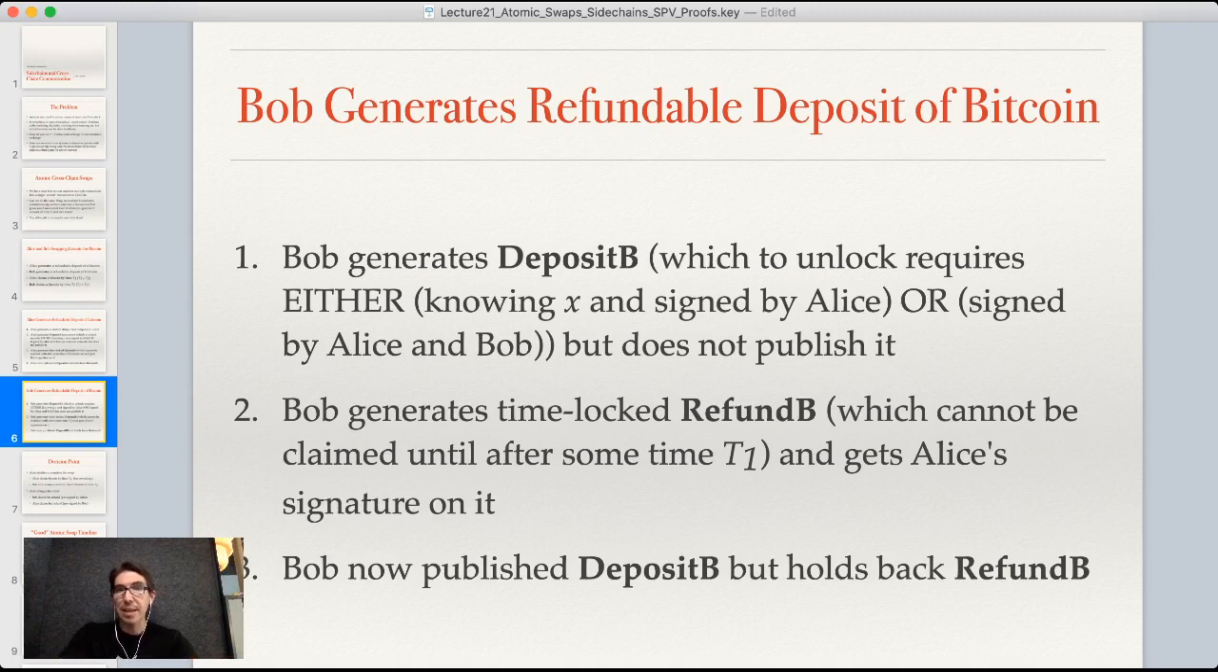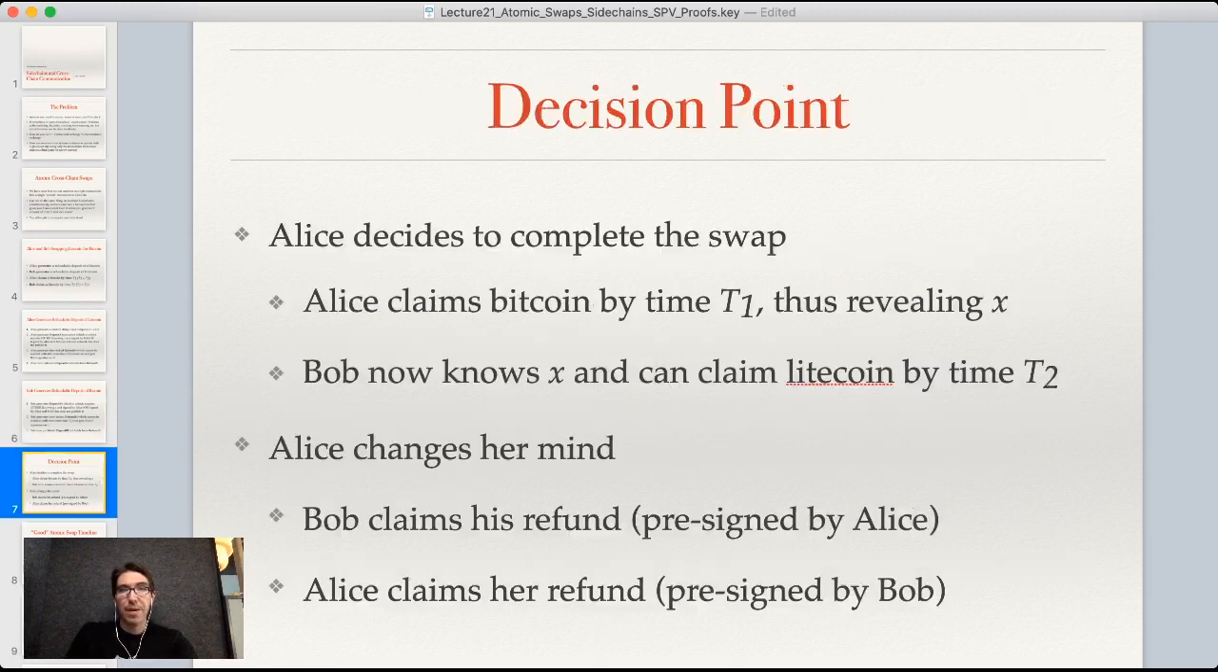So this cannot be claimed until after some time t sub 1. And remember, t sub 1 happens before t sub 2. So Bob now publishes his deposit B, holds back his refund B. So now they've interacted, and here's where it comes time where they can decide what to do. So Alice can either decide to complete the swap, or she can change her mind.